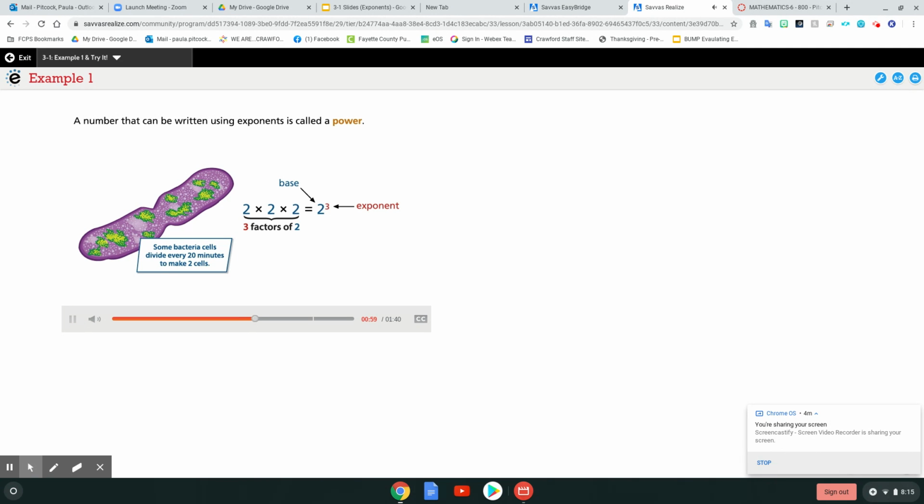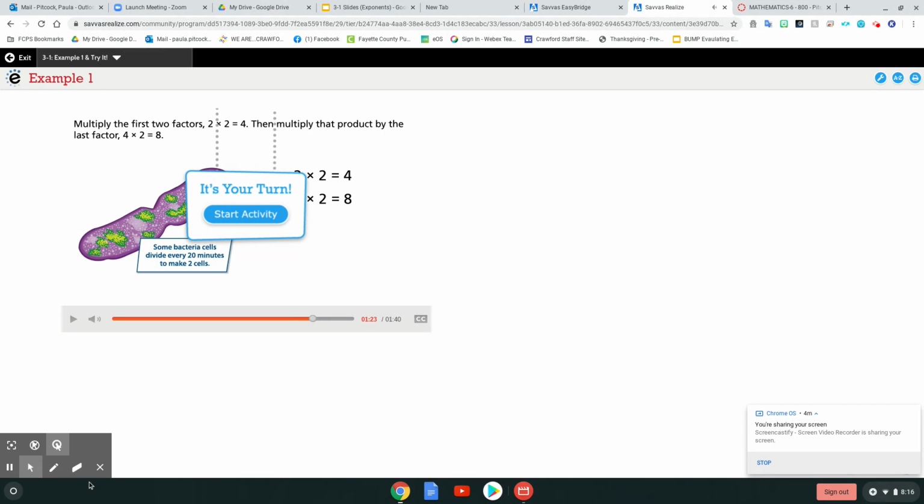A number that can be written using exponents is called a power. You can use repeated multiplication to evaluate or find the value of a power. Multiply the first 2 factors. 2 times 2 equals 4. Then multiply that product by the last factor. 4 times 2 equals 8.